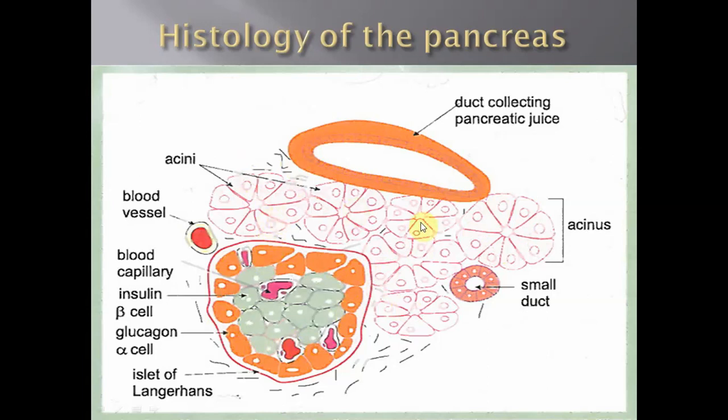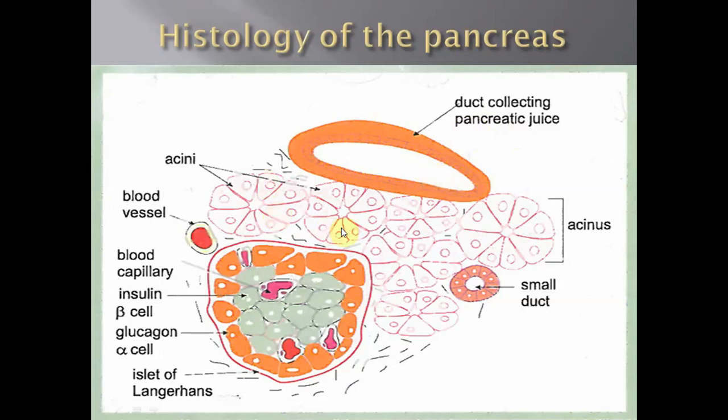So the acini, they have small ducts that collect the secretions of these acini in this small duct, and the small ducts unite together to form a larger pancreatic duct. This pancreatic duct collects the pancreatic juice. The pancreatic juice, which contains digestive enzymes, the pancreatic lipase, the pancreatic amylase, as well as trypsin, is poured into the small intestine, and they have a digestive role to break down the large nutrients into simple ones.